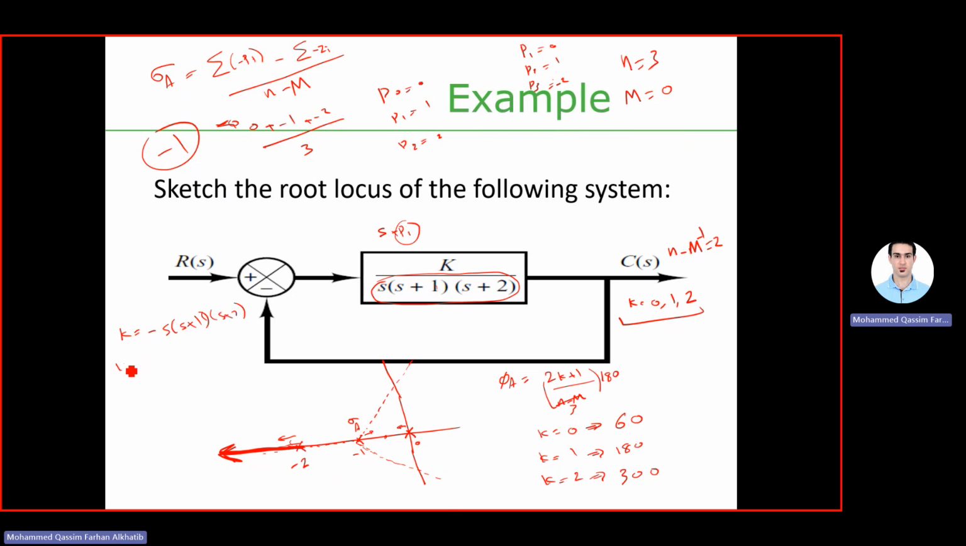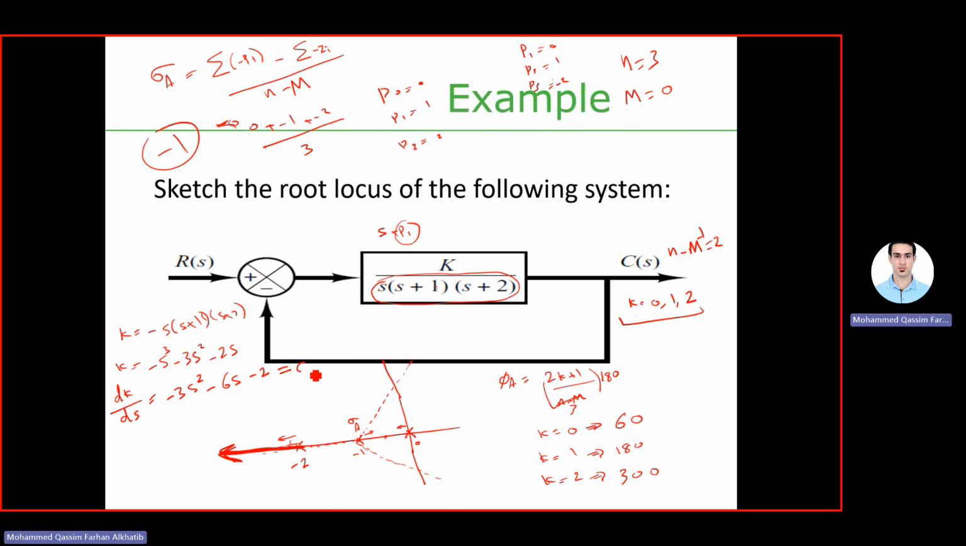So let's expand this. K equals negative S cubed minus 3S squared minus 2S. Check, confirm. So S plus 1, S plus 2 is going to be S squared plus 3S plus 2. Multiply everything by S. You get the same thing. All right, so dK over dS is negative 3S squared minus 6S minus 2.